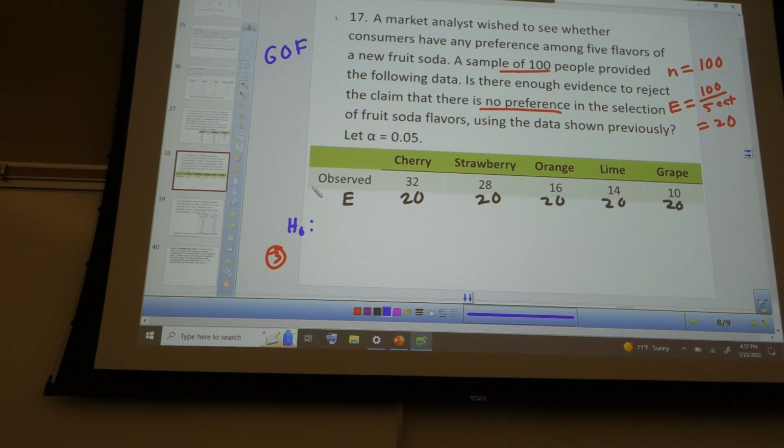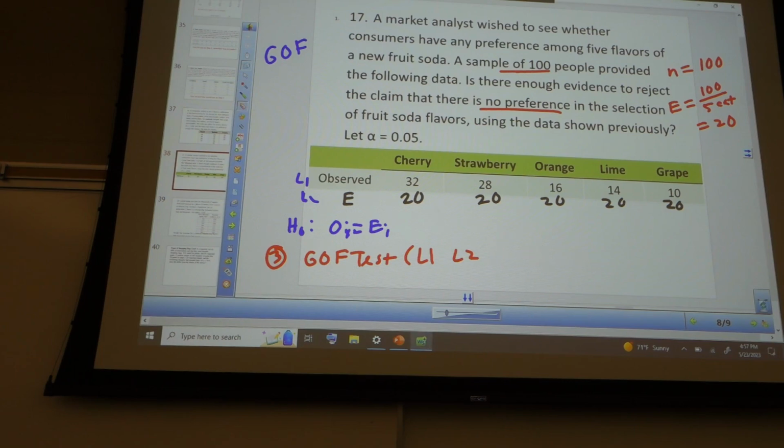And then you're going to put this into list 1, this into list 2. Your H naught was O sub I equals E sub I. And then for step 3, you all did the GOF test. I think it's L1, L2, and I think it's 1 and not equal to, is that right? And the degrees of freedom, I'm so sorry. My degrees of freedom is equal to number of categories minus 1. So that's 4.